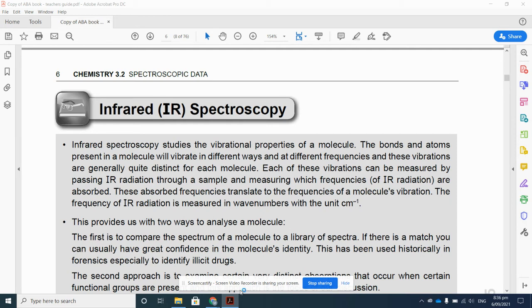So, I'm going to read out the first paragraph just as a bit of background on how infrared does work. Infrared spectroscopy studies the vibrational properties of a molecule. The bonds and atoms present in a molecule will vibrate in different ways and at different frequencies, and these vibrations are generally quite distinct for each molecule. Each of these vibrations can be measured by passing IR radiation through a sample and measuring which frequencies are absorbed. These absorbed frequencies translate to the frequencies of a molecule's vibration. The frequency of IR radiation is measured in wave numbers, and the unit is cm⁻¹.